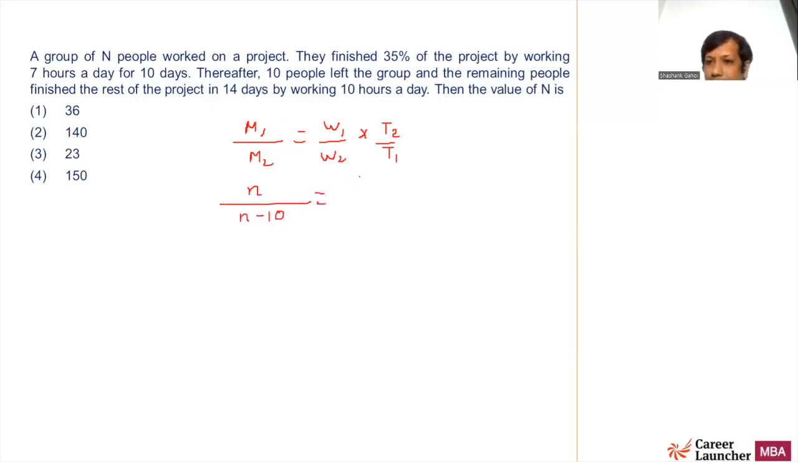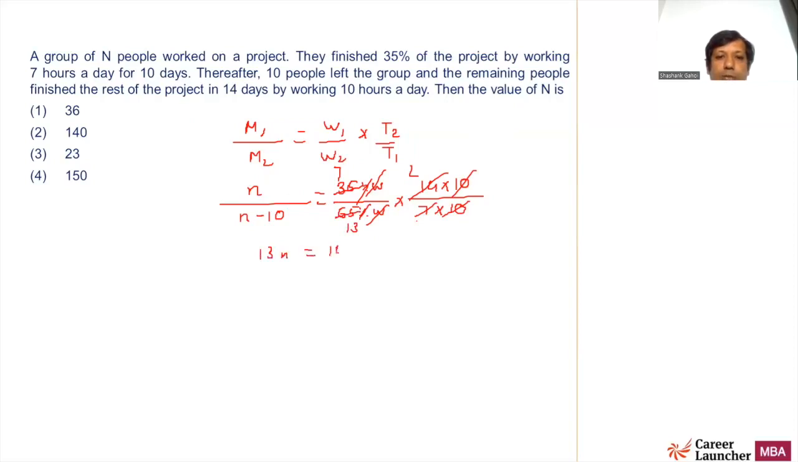Initially N people completed 35% of the total work. N minus 10 people are completing the remaining 65% of the work. Initially, they are working for 7 hours a day for 10 days. And finally, they are working for 14 days, 10 hours a day. Okay. So W cancelled out, percentage cancelled out, 10 cancelled out. This comes out to be 2, this comes out to be 7, this comes out to be 13. So I'm just cross multiplying.